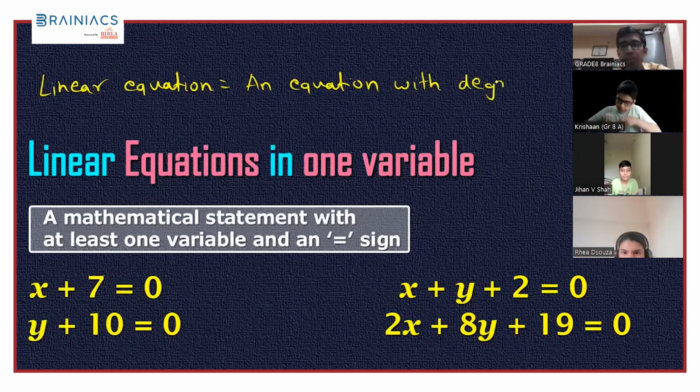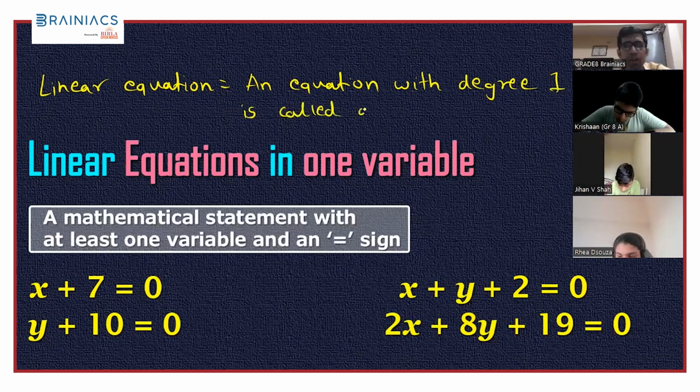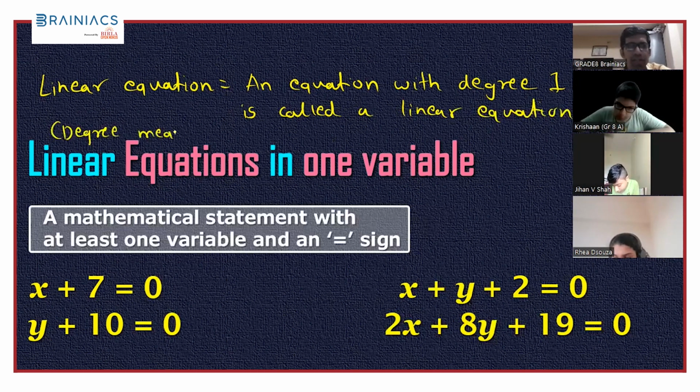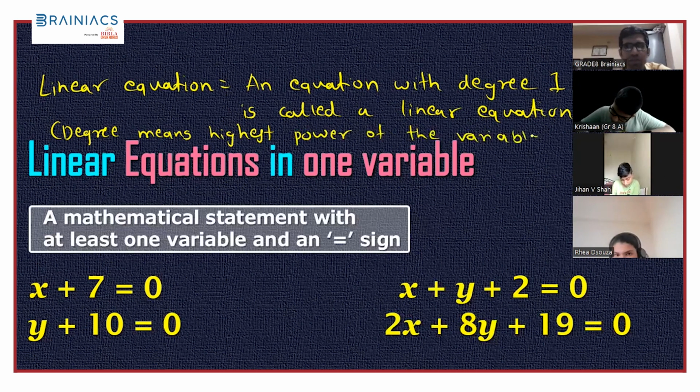An equation with degree 1 is called a linear equation. Okay, and you can write down inside the bracket in the next line. Degree means highest power of the variable. Okay, degree means what? Highest power of the variable.